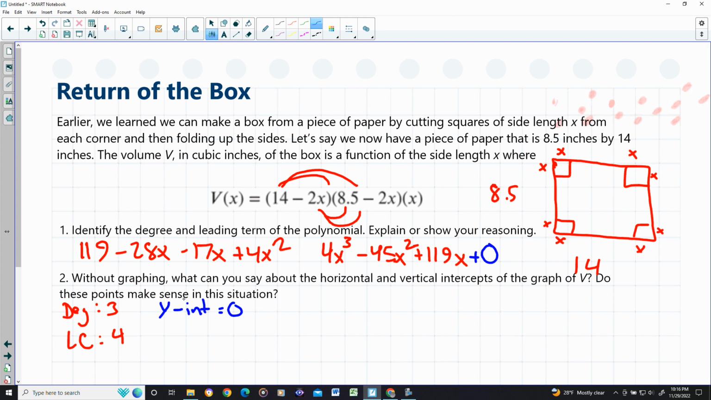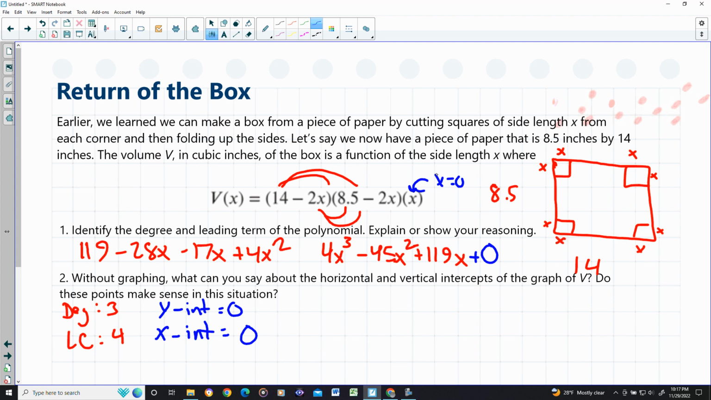When the y-intercept is 0, it's also true that the x-intercept is 0, because (0, 0) is the same point. That comes from this factor here. This factor is just x. When we multiply by x, it makes all of these terms pick up an x, and the constant term of 119 disappears. When that happens, it causes 0 to become one of the solutions.